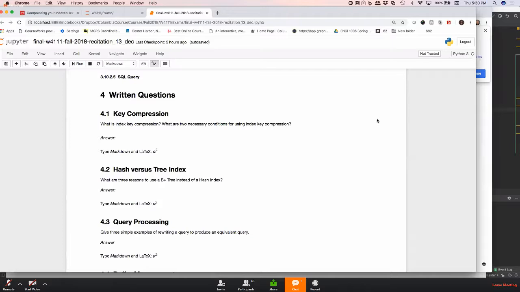Query processing. Give 3 examples of rewriting a query to produce an equivalent query. So anyone, can you give me one example? Yes. Can you speak more loudly, please? Yeah, so I would have phrased it slightly differently, but yes, it is.